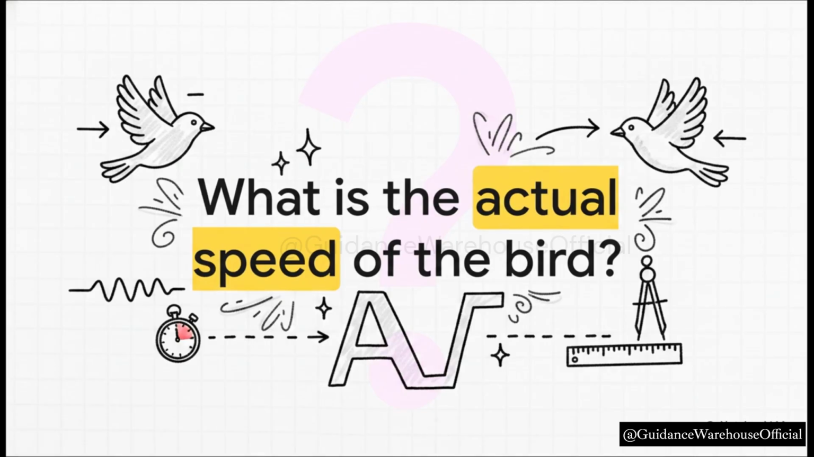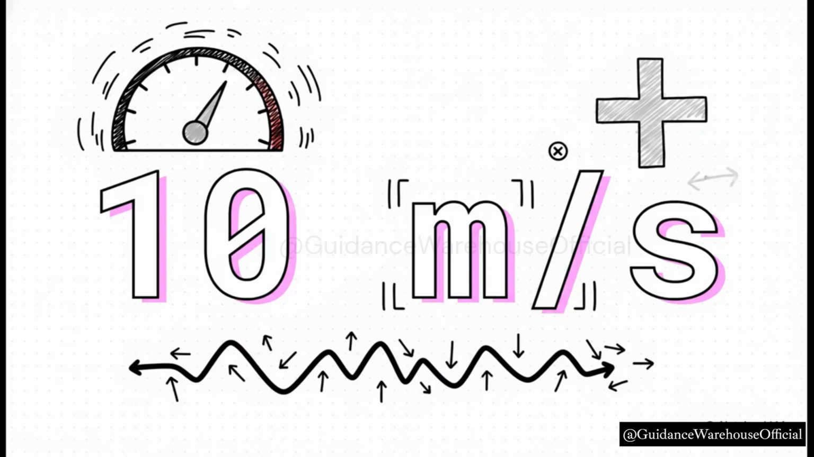Okay, quick follow-up on that one. If the bird's velocity is -10 meters per second, what is its actual speed? It's just 10 meters per second. Simple as that. Speed is the magnitude of velocity, and magnitude is always a positive value. It's just the number part, without any of the directional plus or minus signs.